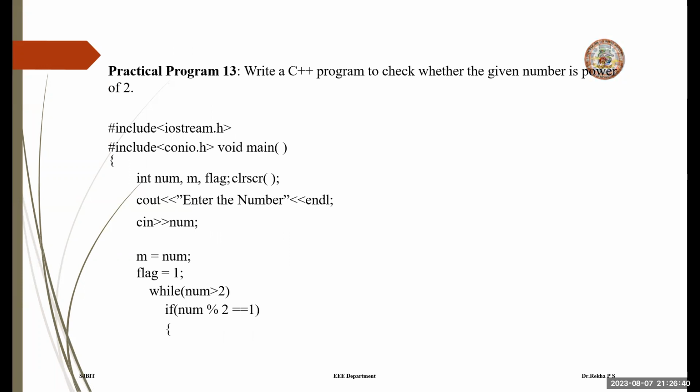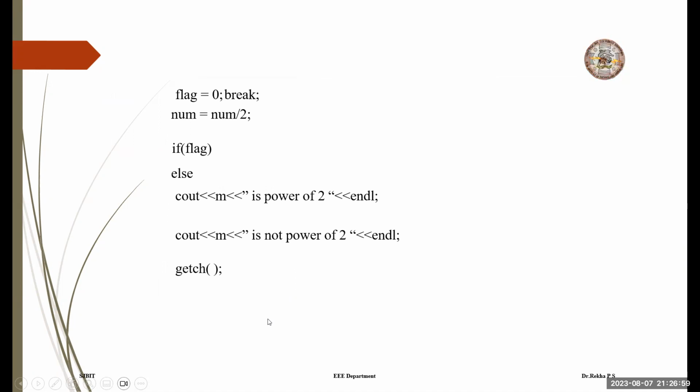Now I can check whether the given number is a power of 2 or not. First I'll ask the user to enter the number. And if that number is greater than 2, what will I do? Again, we'll check if num modulus 2 is equal to 1. That is, if the remainder is equal to 1, then I'll make the flag 0 and break. Otherwise, num divided by 2 will be stored in num. If the flag is true, then it's a power of 2. Otherwise, it's not a power of 2.